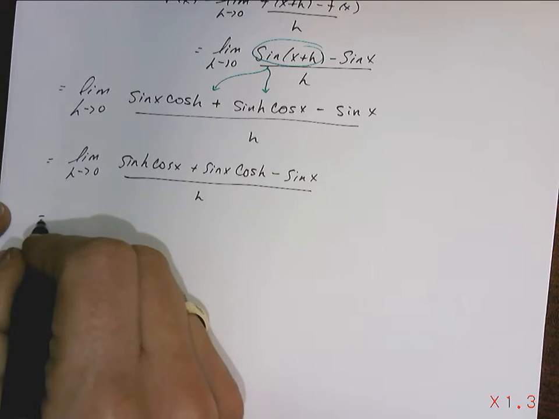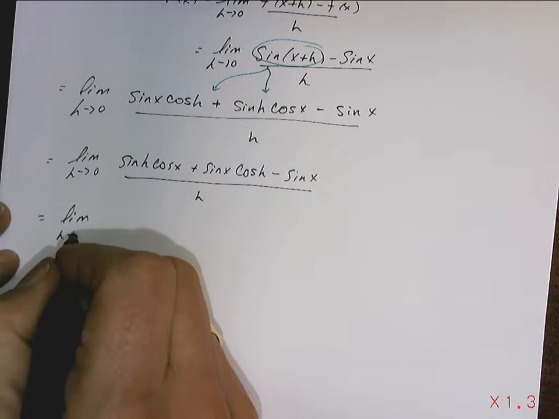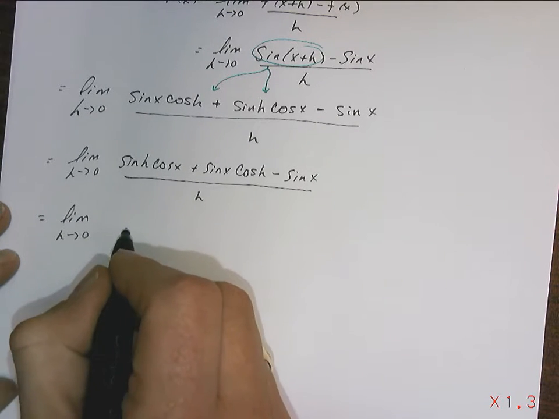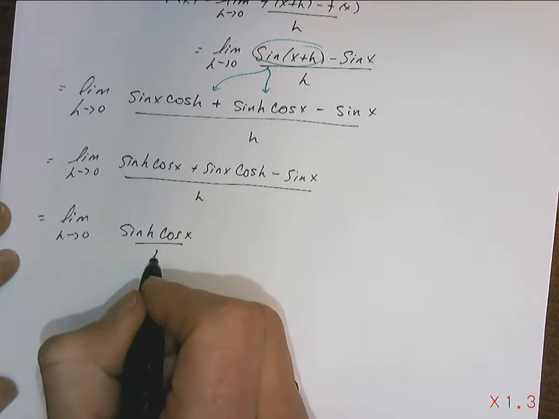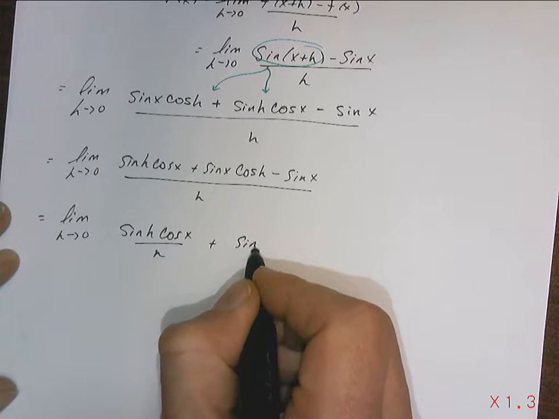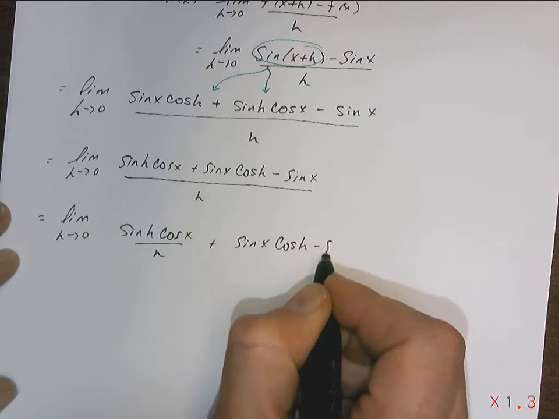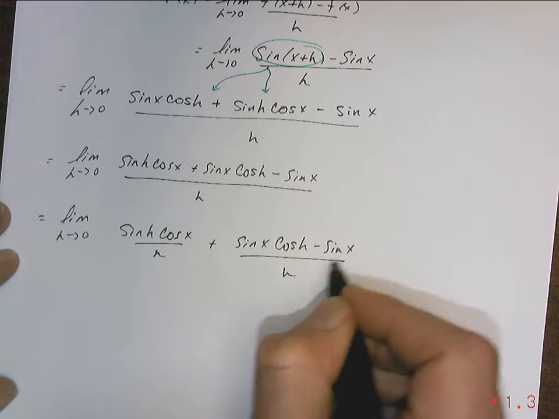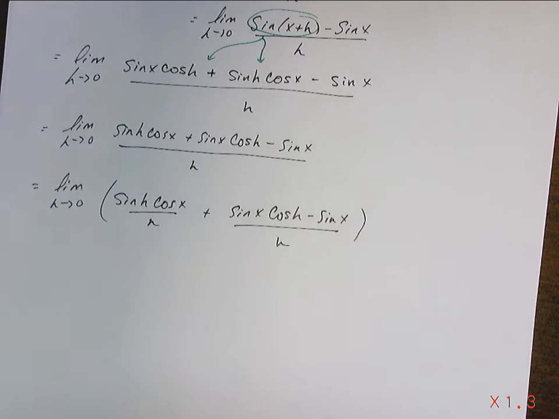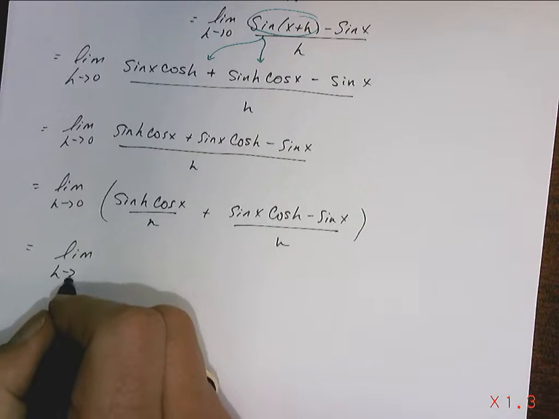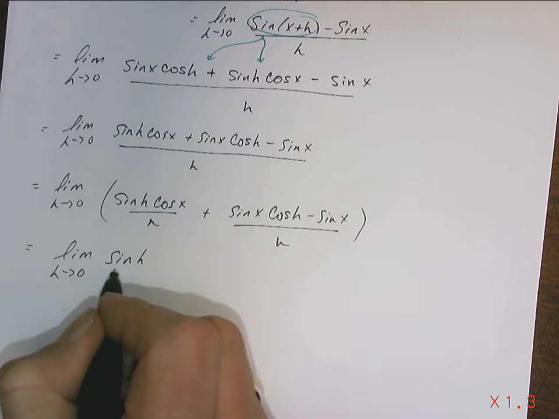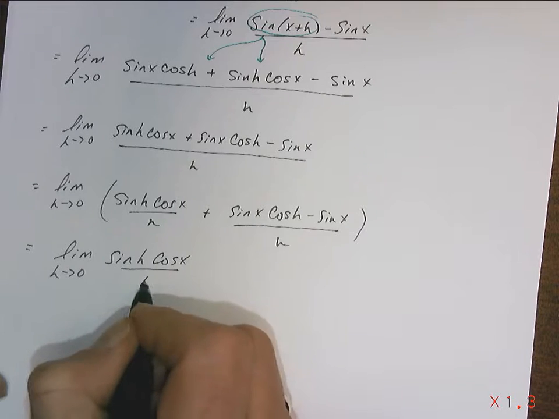Now I'm going to take advantage of splitting this up, and I'm going to split it up like so. I'm going to make this sine h cos x over h plus sine x cos h minus sine x. Some of you are sitting there saying, how did he know to do that? What is he doing? What is that madman thinking? Might be what's crossing your mind. Well, let me show you. I'm thinking about taking the limit as h approaches 0 of sine h cos x over h.